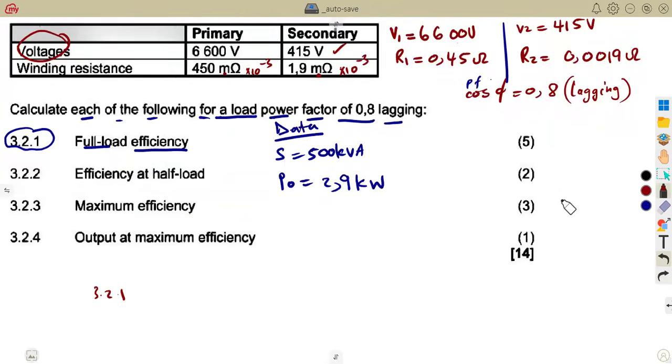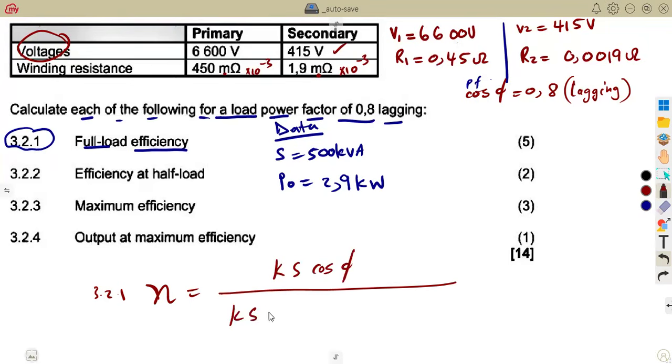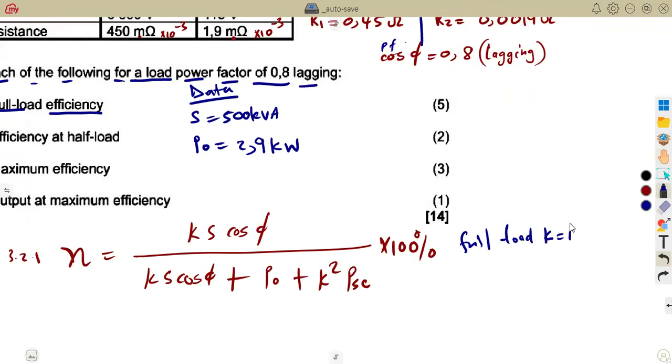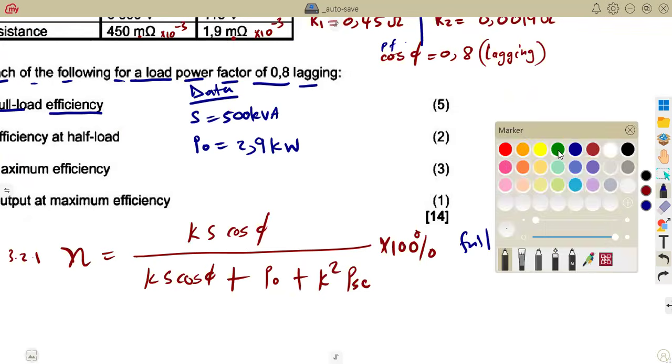So we're going to take our efficiency formula and apply all the information. Let's write our formula, then see what is missing. The efficiency at any load can be given as K S cos phi, which is our power factor, over K S cos phi plus the open circuit loss plus K squared times the short circuit loss, times 100%. So we have the K because they said full load. When you are given this condition for full load, K is equal to 1. Remember, guys, I talked about this.